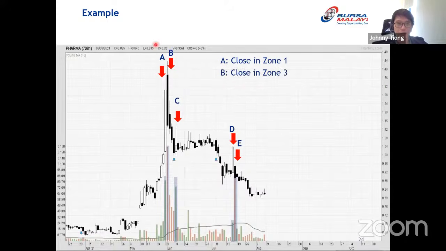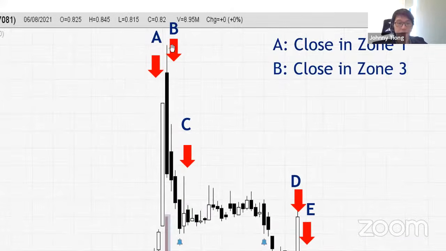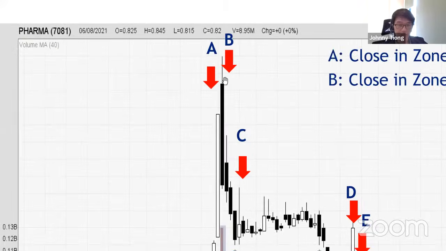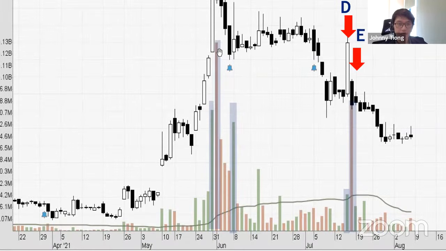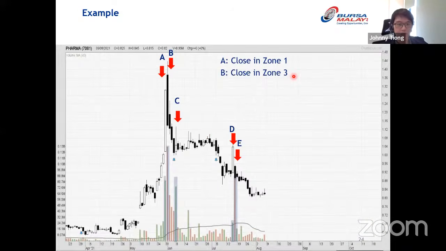Then we look at candle B. You can see this is a very, very bearish candle. And we look at the volume, which is actually higher than the buying volume. Notice candle A and B: the volume of candle B is higher than candle A. So A closes in zone 1, buyers in control.